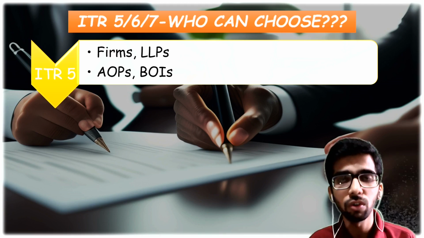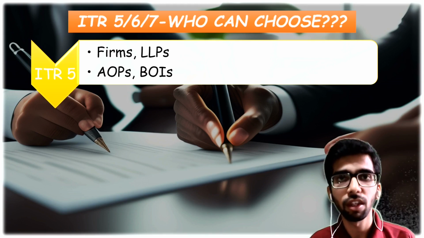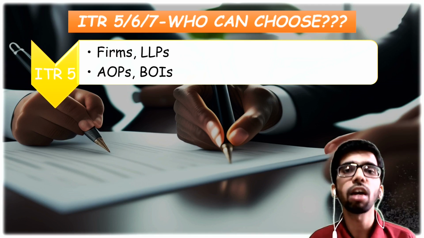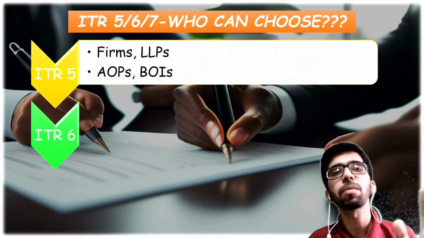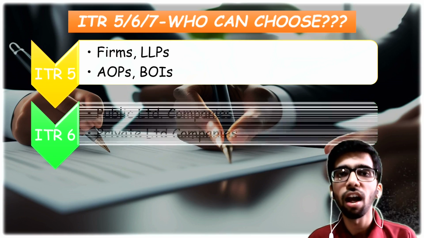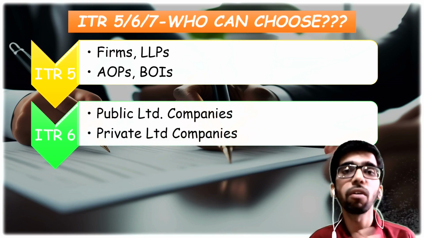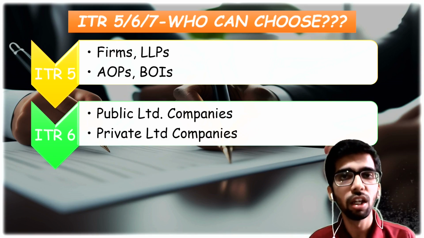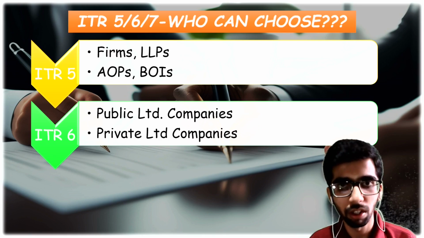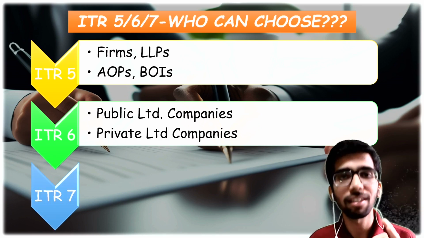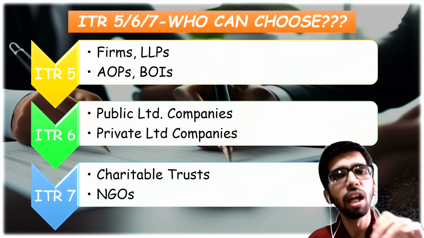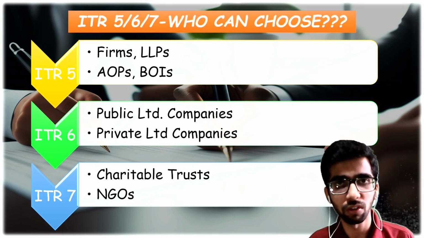BOI, that is body of individuals. Individuals means only individuals can come together to form a union. They have to file their income tax return through ITR 5 only. Then is ITR 6. It is applicable to ITC Limited and every other company, public limited companies, private limited companies, every company registered under 1956 or 2013. They have to file their income tax return through the ITR 6 form. Last but not the least, it is ITR 7. That can be applicable to charitable trusts, public charitable trusts or NGOs, for example, any non-government organizations.